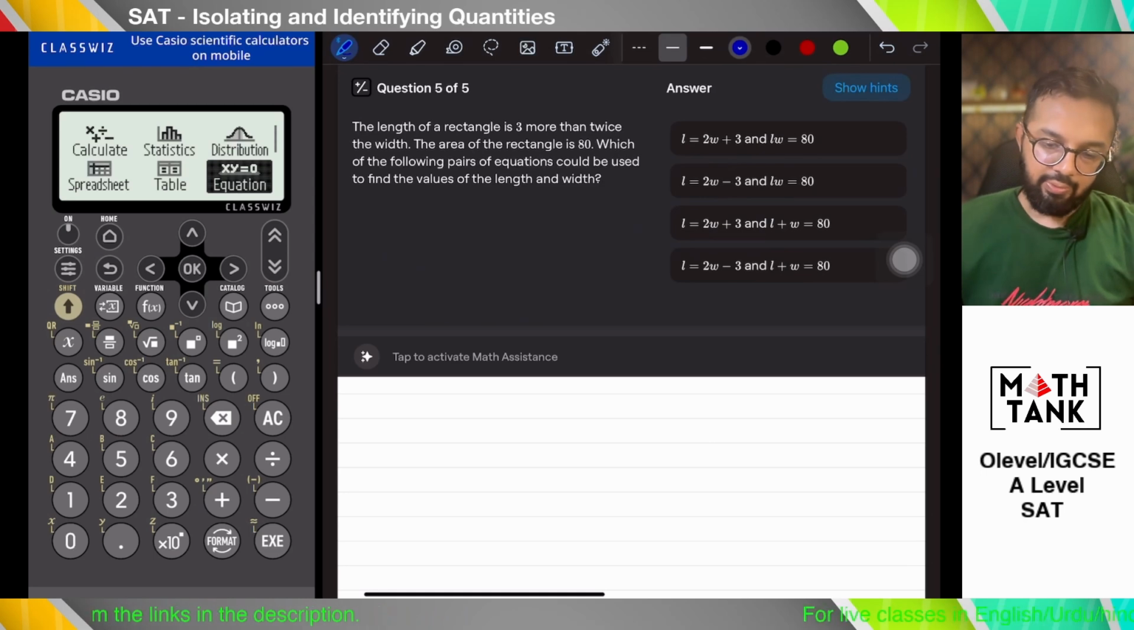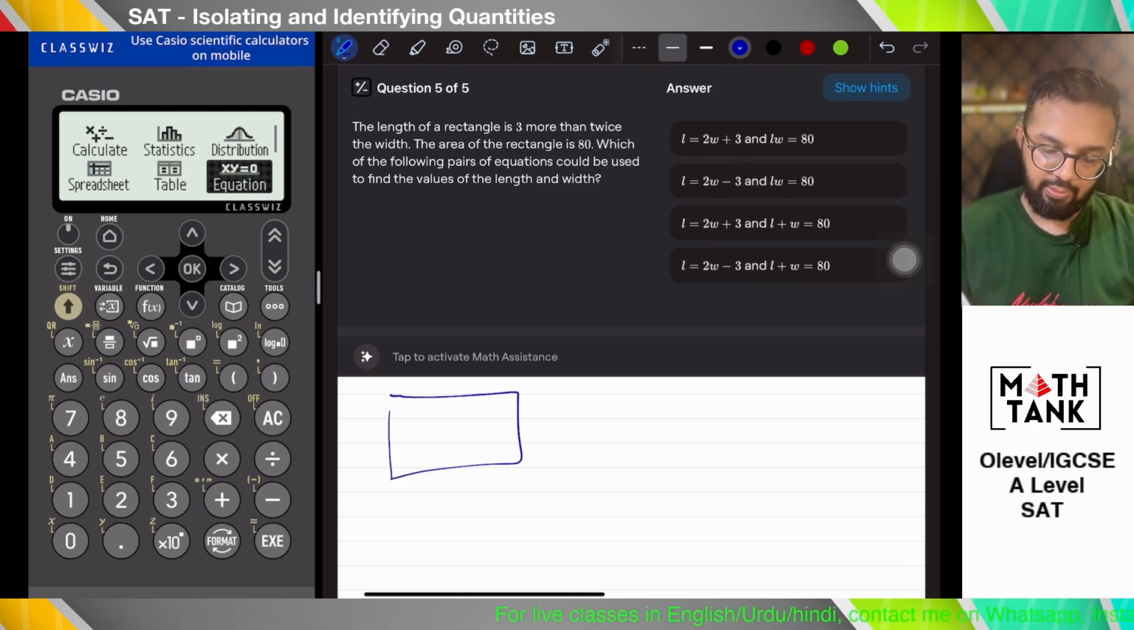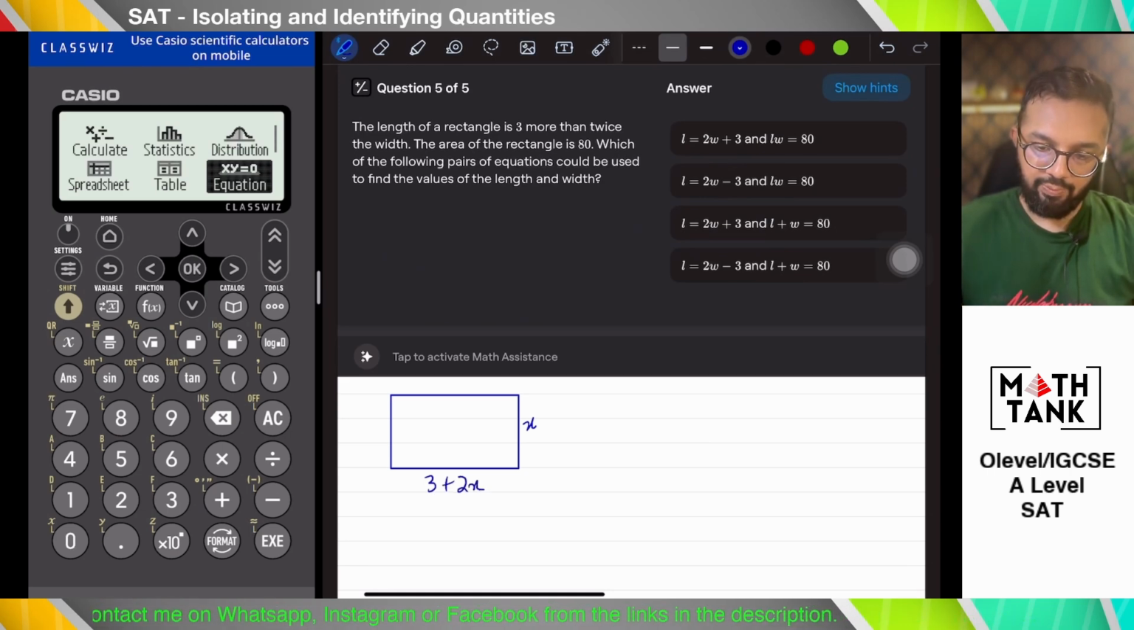Next question. The length of a rectangle is 3 more than twice the width. So let's call the width x. 3 more than twice the width. Which of the following equations could be used to find the values of the length and width?